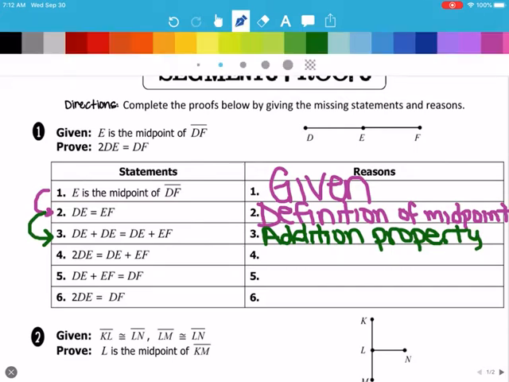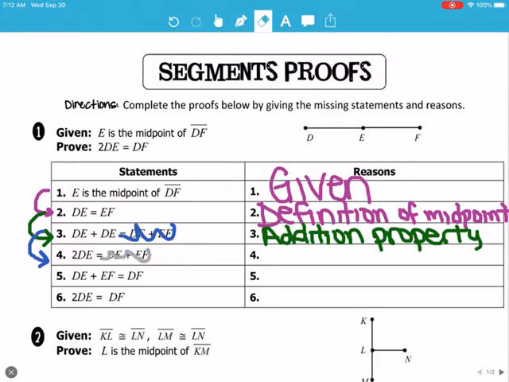Now I look from step 3 to step 4. I'm looking at the right side and I noticed they are identical, nothing changed. So I'm actually going to block them out for a second. And I'm going to look at the left side. I went from DE plus DE to 2DE. And we went over this with algebra proofs, and that is just combine like terms.